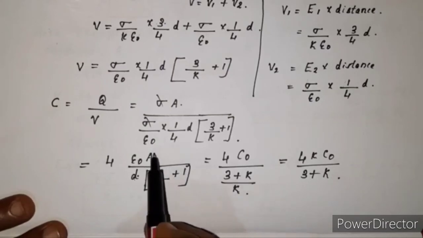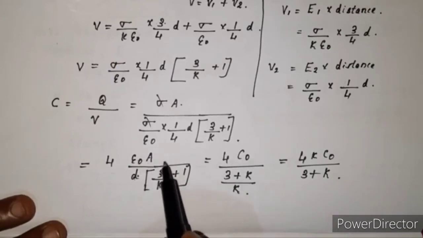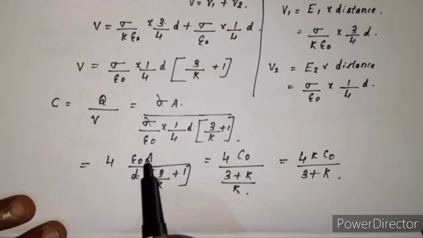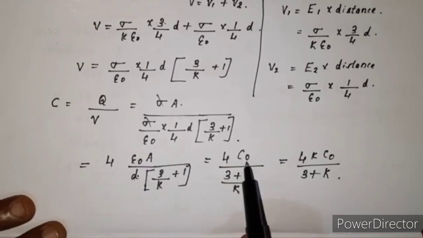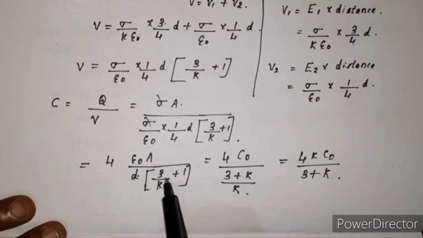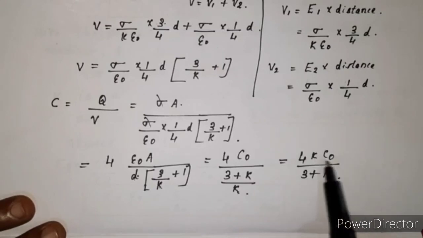In this equation, epsilon 0 A by D is the capacitance of the capacitor in the absence of dielectric, which we can write as C0. So instead of epsilon 0 A by D, I wrote C0 divided by 3 by K plus 1. Taking K as common denominator, that denominator becomes 3 plus K by K. Now take that K to the numerator: 4K C0 by 3 plus K. So this is the answer to that question.